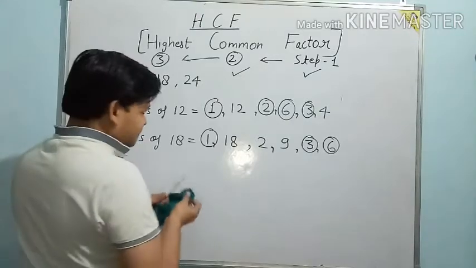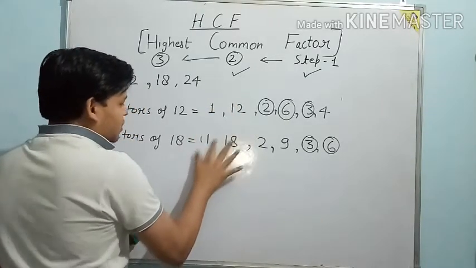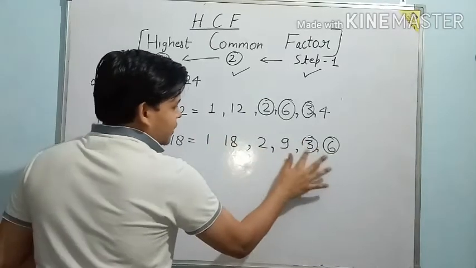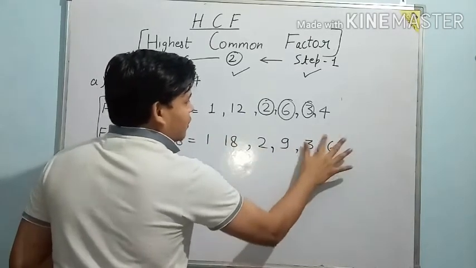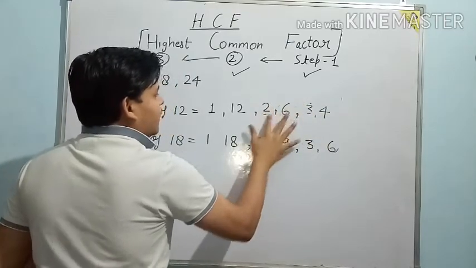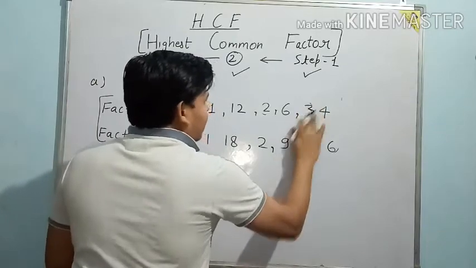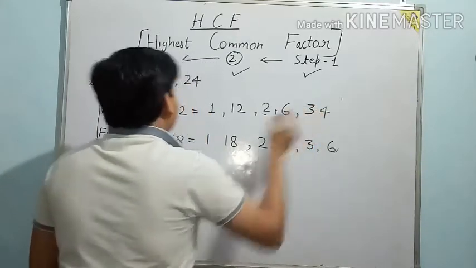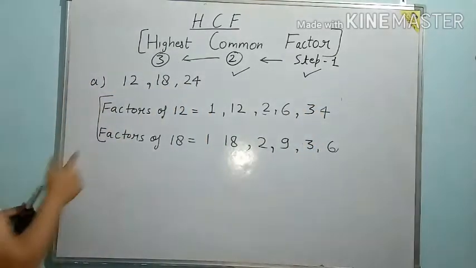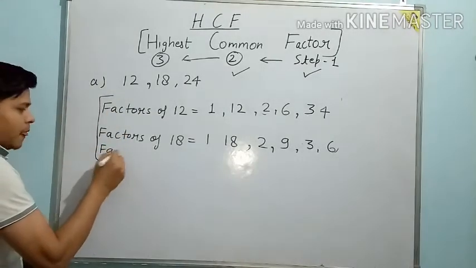So once again I am just erasing these because now we can have other common factors. So I am erasing it. Yes. Now let's start. The factors of 12 and 18 are already done. Now we have to find the factors of 24 also, right?